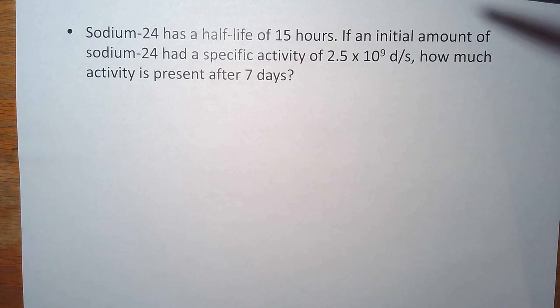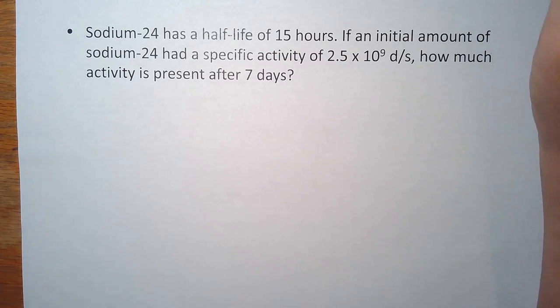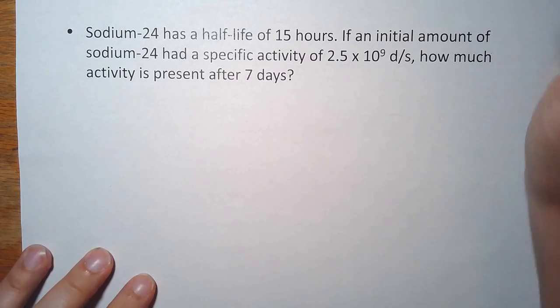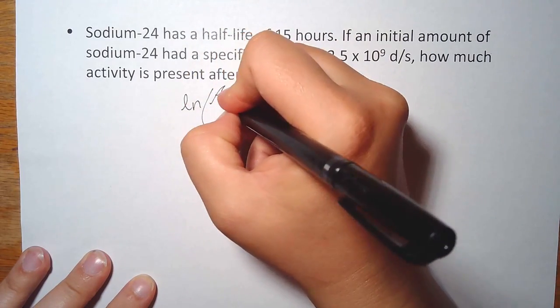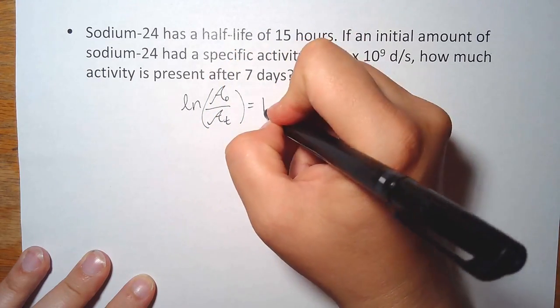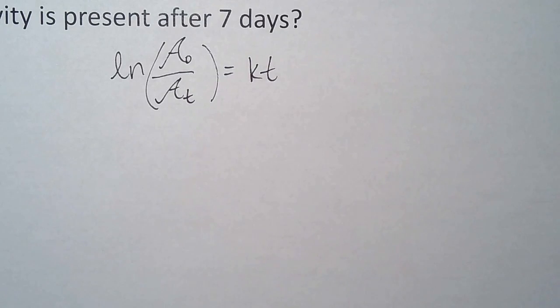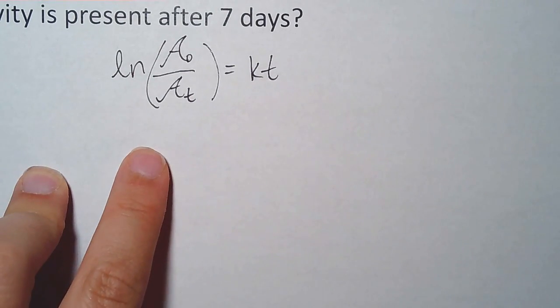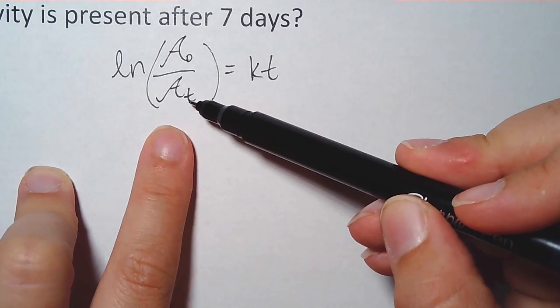Okay, so we're looking at this in terms of activity instead of amount, but we're going to use the same equations. So first order is ln of activity initial over activity final equals k times t. So still using the same first order rate laws. So we're going to fill in what we know. Right now we have an initial amount of our activity. We're trying to find a t, and we know we want to look at 7 days.